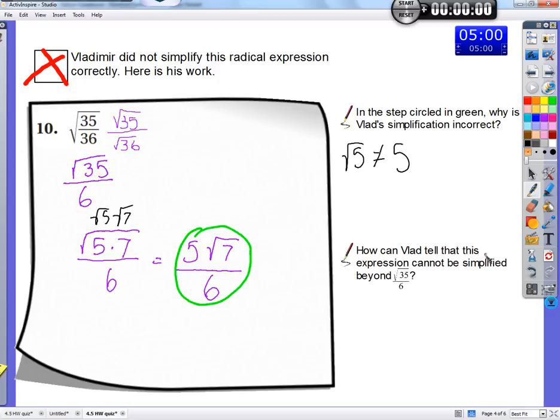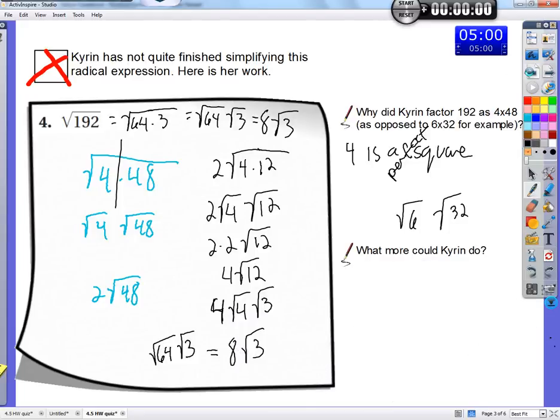How can Vlad tell that this expression cannot be simplified beyond the square root of 35 over 6, which is right here? How could he, at that stage, just say, it's not going to work out? Because 35 is not a square number. Okay, but neither was 192. But we simplified it to 8 root 3.